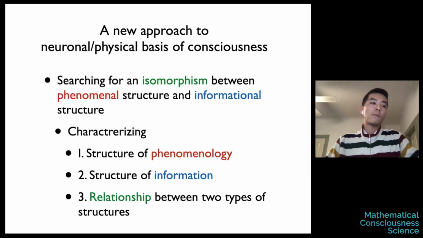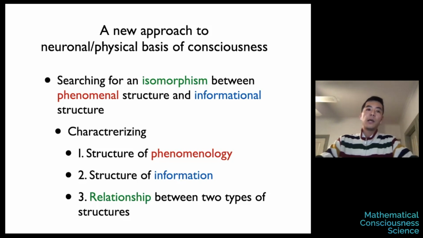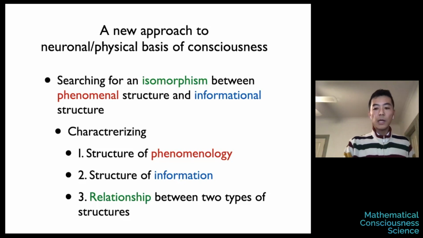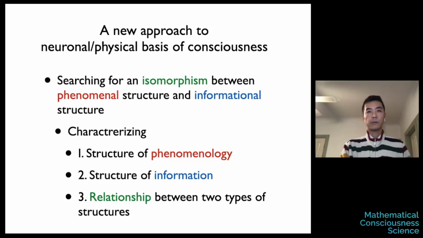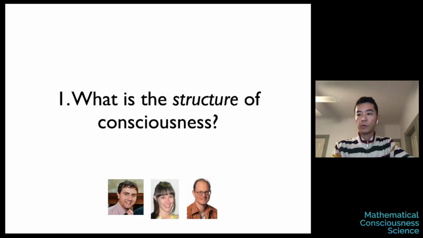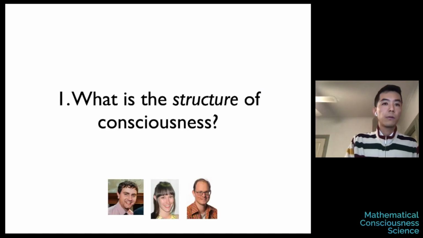The notable difference from IIT is that IIT starts from the identity between the structure of phenomenology and the structure of information that they propose. Rather than starting from identity, I want to pose the relationship as something to be established through empirical research and gradual refinement of the theories. So the first part is about the structure of consciousness. How can we deal with it?